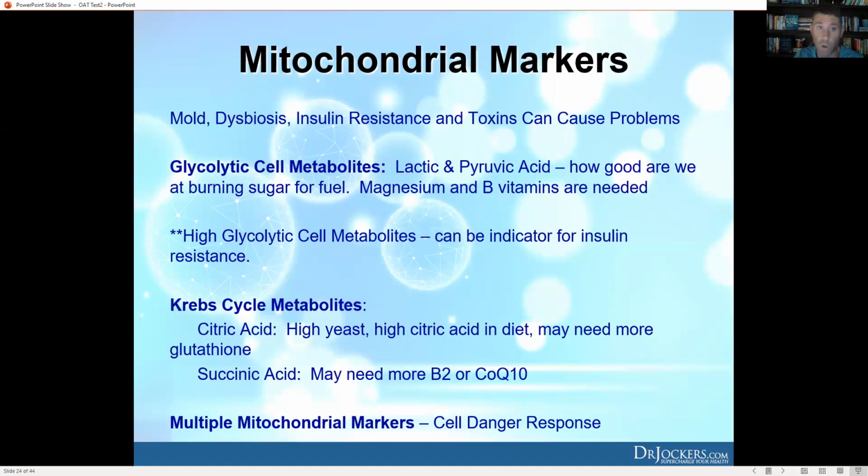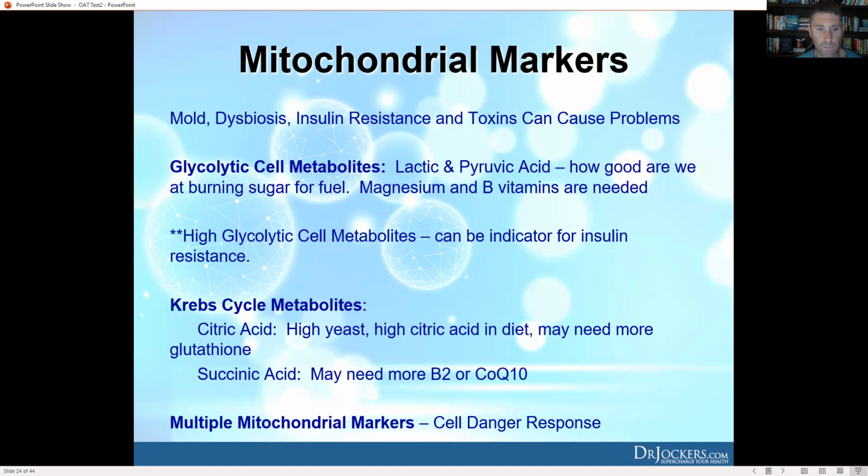So mitochondrial markers: mold exposure, dysbiosis, if we have bad bacterial balance, if we have insulin resistance, right? We might see high lactic and pyruvate, for example, but the inability to get those into the mitochondria with insulin resistance, toxins, these can all cause problems. So again, the glycolytic cell metabolites, they're how we burn sugar for fuel. Magnesium and B vitamins are needed. And again, if we're seeing those high, it could be an indicator for insulin resistance.